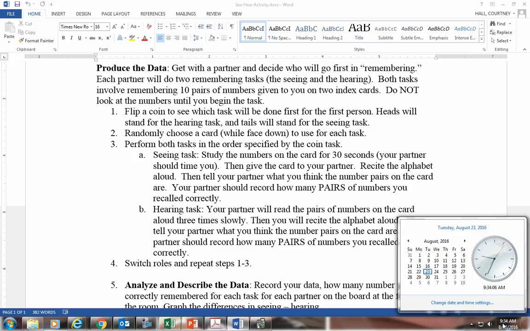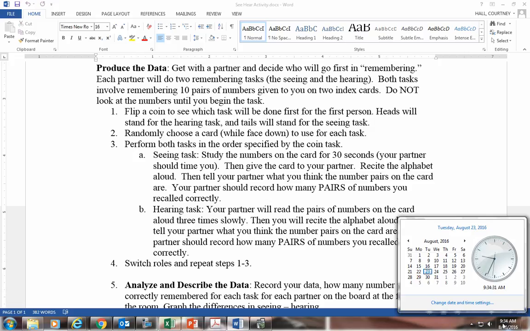So you're going to study the numbers on the card for 30 seconds. Your partner should time you. Then you're going to give the card to your partner, and you're going to recite the alphabet. That wipes your brain out and says, okay, do you really remember this stuff? So you just say A through Z, actually say all the letters, and then after you've said A through Z, you tell your partner what you think the number pairs on the card are. Your partner should record how many pairs of numbers you recalled correctly.